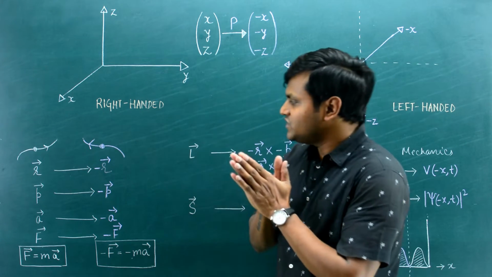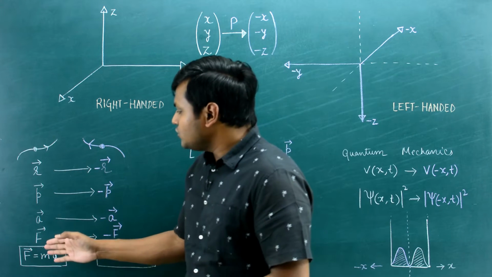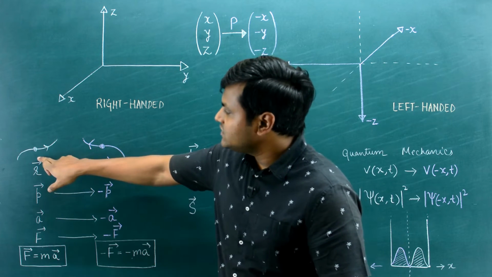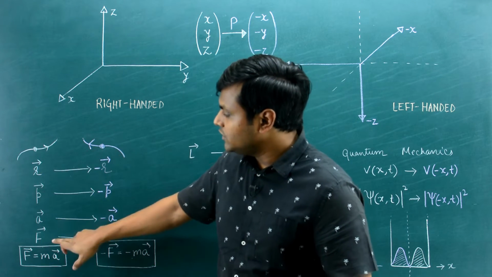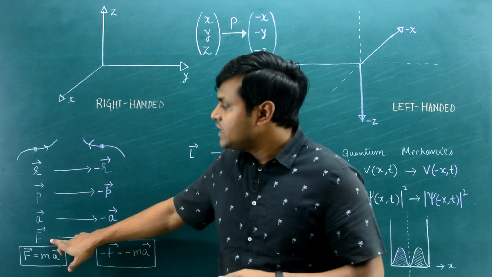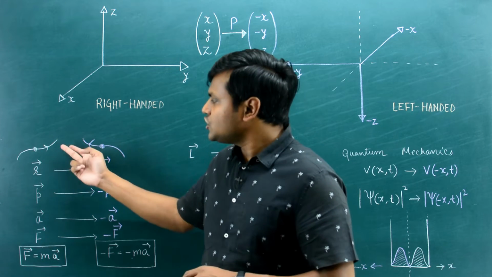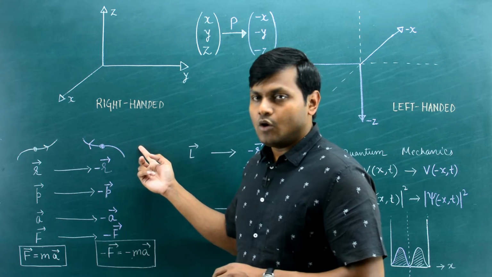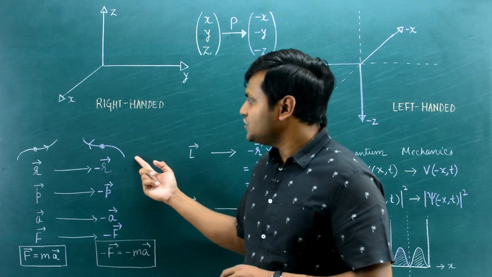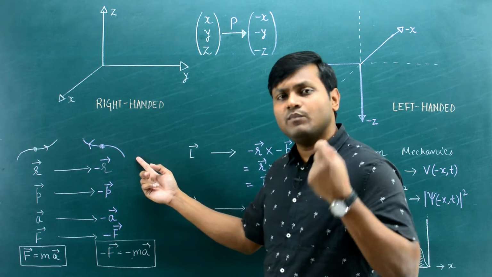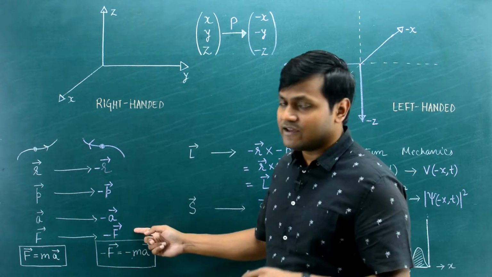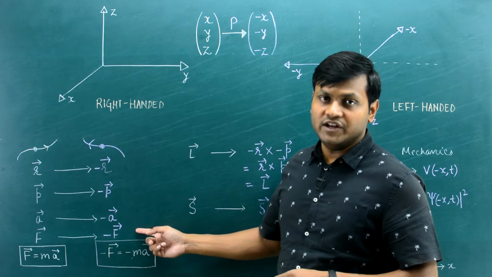Now what I want to say here is that let's suppose a particle is experiencing some sort of a trajectory due to some sort of a force. The mirror image of that trajectory, or the parity-inverted trajectory, is nothing but the same particle undergoing a force minus F with respect to an inverted coordinate system.